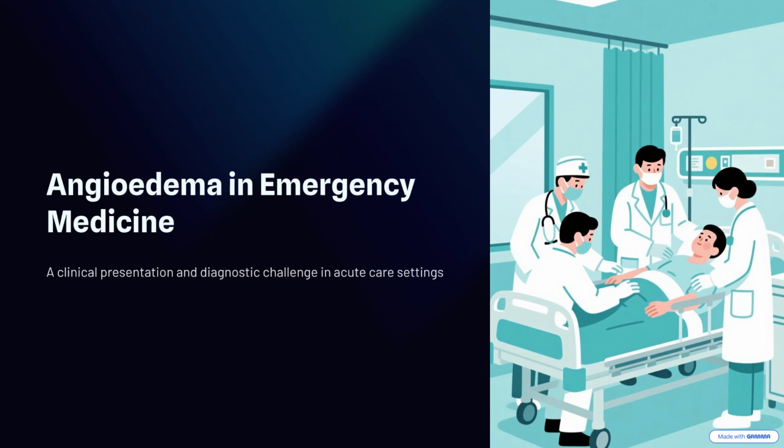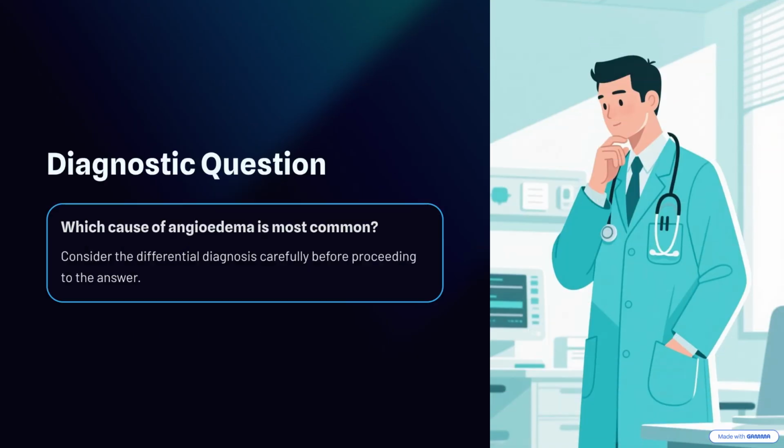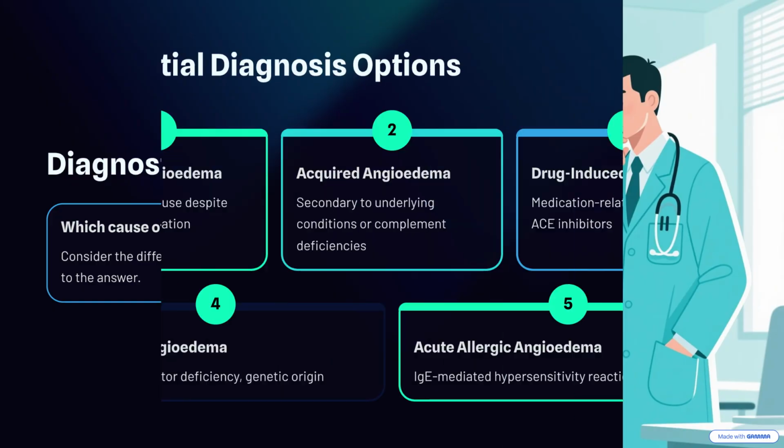Angioedema in emergency medicine. A clinical presentation and diagnostic challenge in acute care setting. A 54-year-old woman presents to the emergency department with a 3-hour history of lip and tongue swelling associated with an urticarial rash. Which of the following is the most common cause of angioedema? Consider the differential diagnosis carefully before proceeding to the answer.